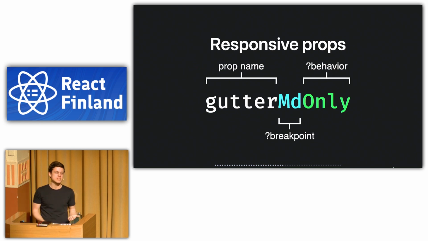Then there is a feature specific to Atomic Layout, and this is responsive props. It's a concept that you can have a prop name, and you can suffix it with a breakpoint name, and the value of this prop will be automatically applied only at that breakpoint and up. So here's a quick demo.